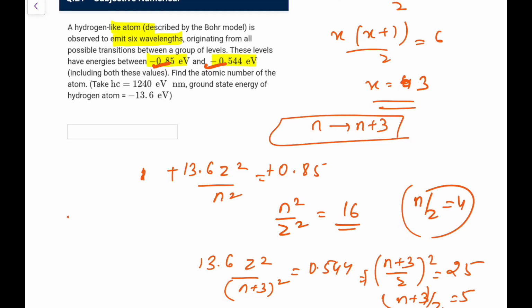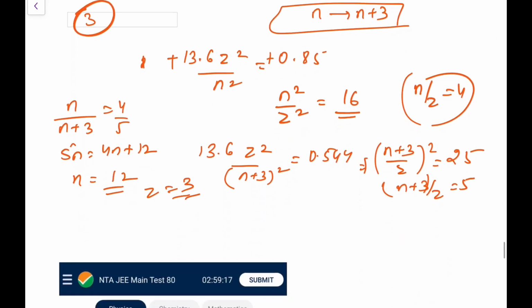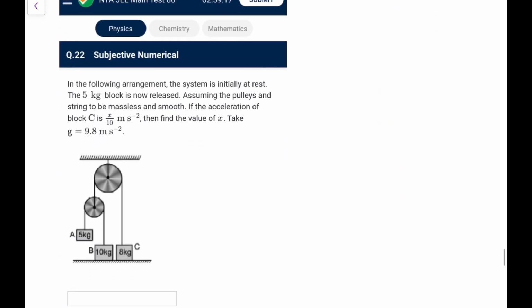So now just divide the two. It would be n upon n plus 3 equal to 4 upon 5. So 5n is 4n plus 12, so n is coming out to be 12 and z will come out to be 3. So what you are searching for, z, comes out as 3. So it's a nicely designed question, very good question.